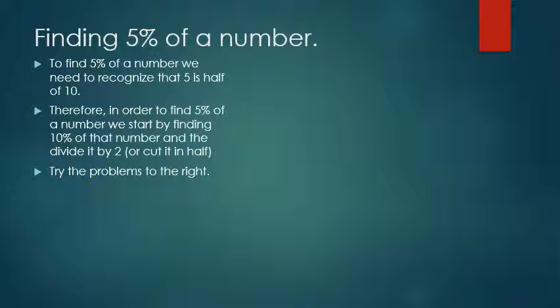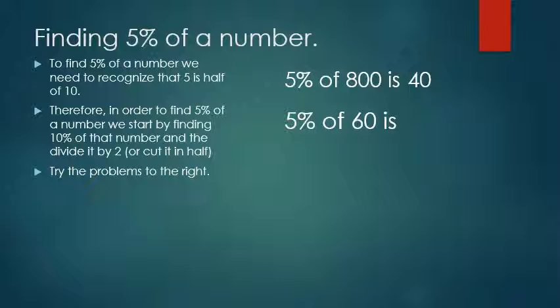So we'll try a few problems. 5% of 800 is 40. So if we find 10% of 800, we move the decimal 1 place to the left. 10% of 800 is 80. Half of 80 is 40. 5% of 60 is 3. So if we move the decimal 1 place to the left, 10% of 60 is 6, and we cut that in half to get 3.